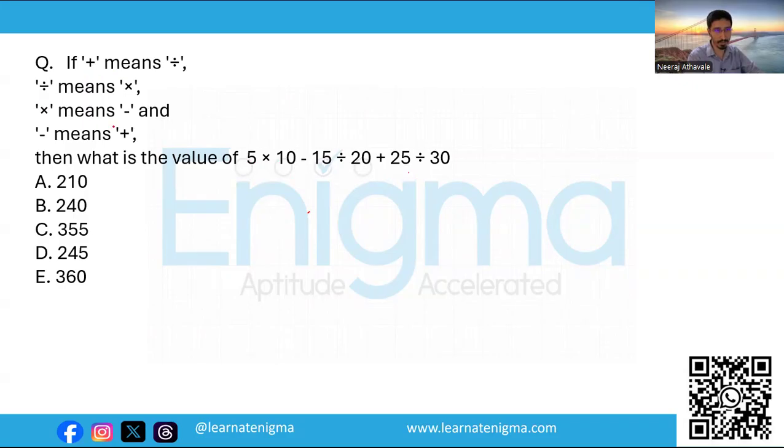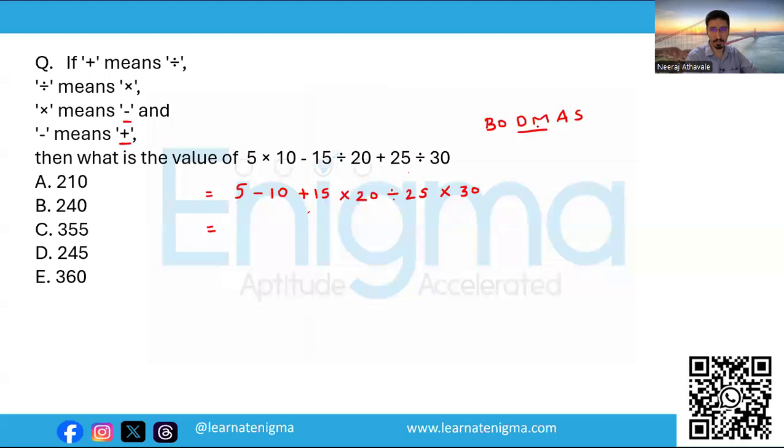So, multiplication means minus. So, 5 minus 10, minus means plus. So, plus 15, divided means multiplication. So, multiplied by 20, plus means division. So, divided by 25, division means multiplication. Multiplied by 30. Okay. Now, once you get this, we need to solve it by BODMAS.